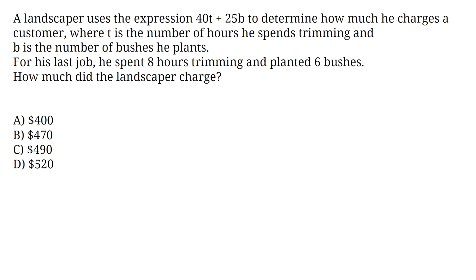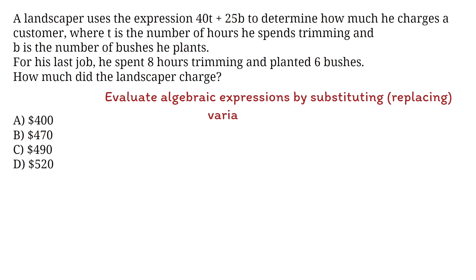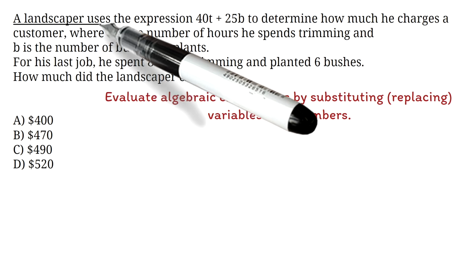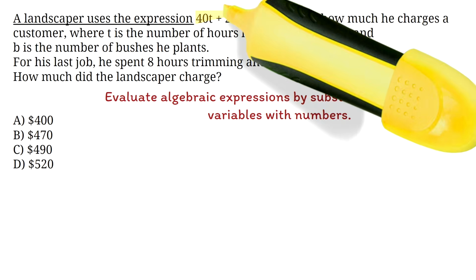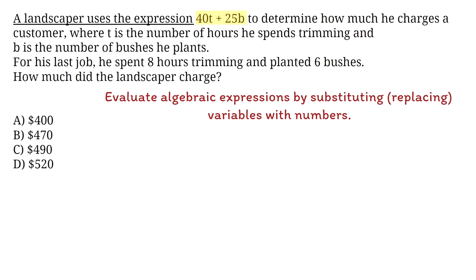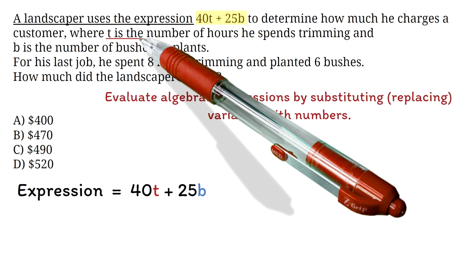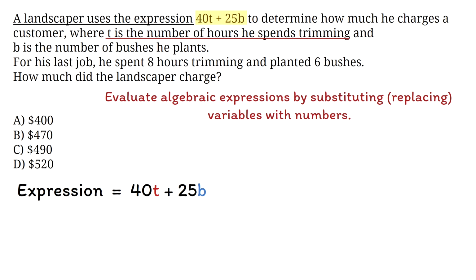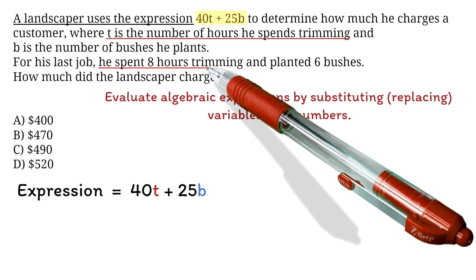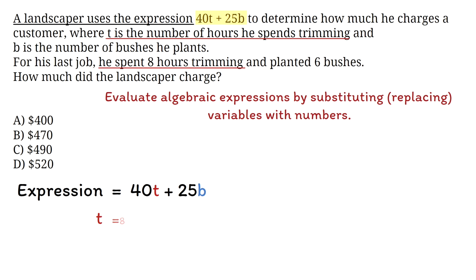To pass the GED math test, you need to know how to evaluate algebraic expressions by substituting variables with numbers. The question tells us the landscaper uses the expression 40T plus 25B. So this is the expression we'll use to calculate how much he charged for the job. We know that T represents the number of hours spent trimming. Since he spent 8 hours trimming, we have T equals 8.